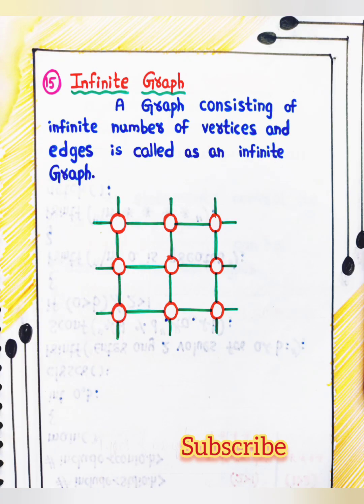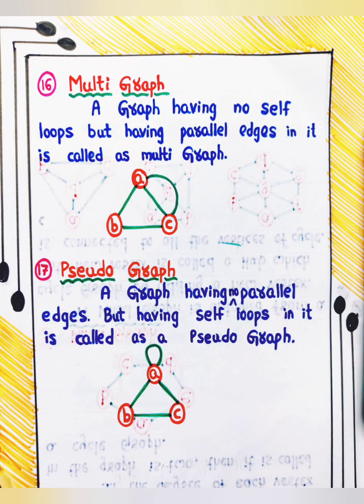15th one, infinite graph. A graph consisting of an infinite number of vertices and edges is called an infinite graph. Below we can see the infinite graph example. 16th one, multigraph. A graph having no self loops but having parallel edges in it is called a multigraph. Below we can see the multigraph example.